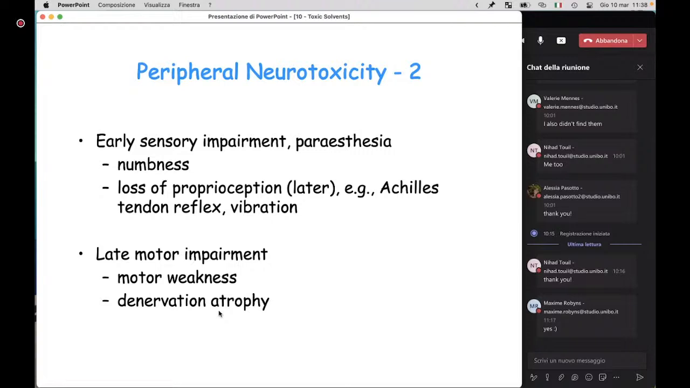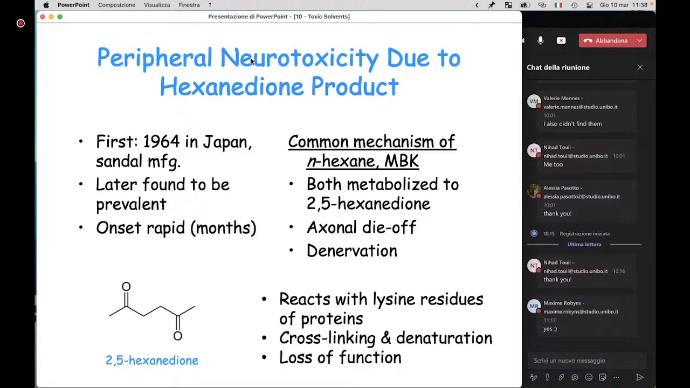A particular kind of peripheral neurotoxicity has been studied in detail, and it is toxicity due to hexandione. Hexandione here is a diketone. It contains 2 ketone groups here and here. Of course, it has 6 carbon atoms, so it is an hexane, and dione means 2 ketones. And it was first observed in 1964 in Japan in sandal manufacturing, because workers there used, let's say, not special, but specific kinds of solvents for glue. Again, like in paint, also glues, in order to have fast drying, can be diluted with organic solvents.